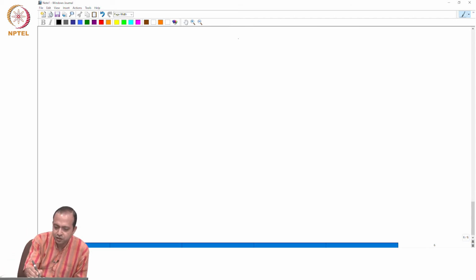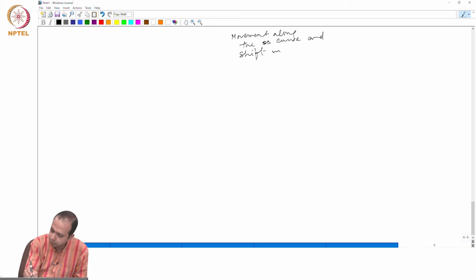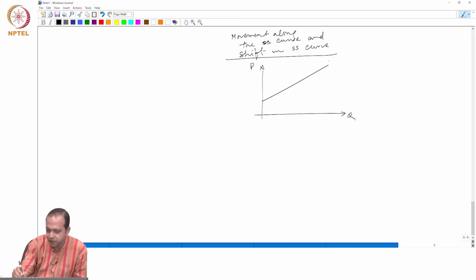So, for the supply function, that means movement along the supply curve and shift in supply curve. Again, let us say this is Q, this is P, this is the initial supply curve, SS1.